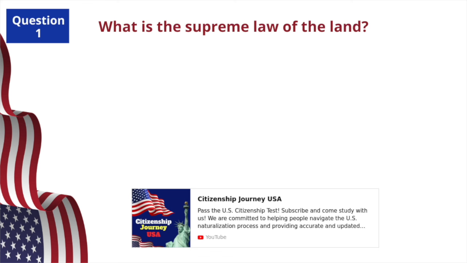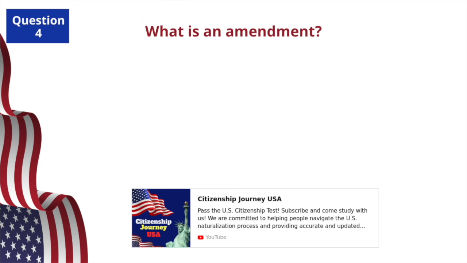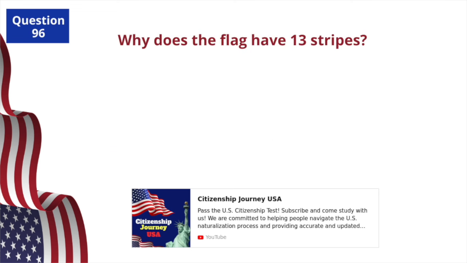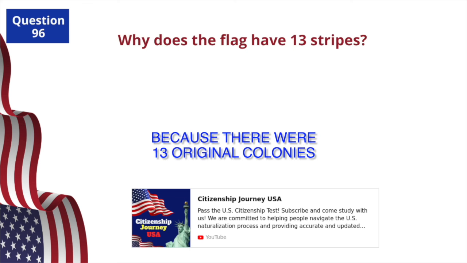What is the supreme law of the land? The Constitution. What is an amendment? A change to the Constitution. Why does the flag have 13 stripes? Because there were 13 original colonies.